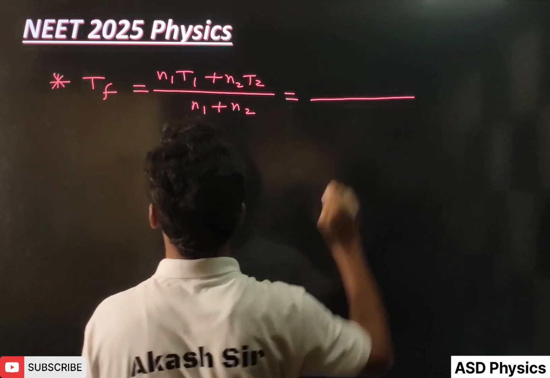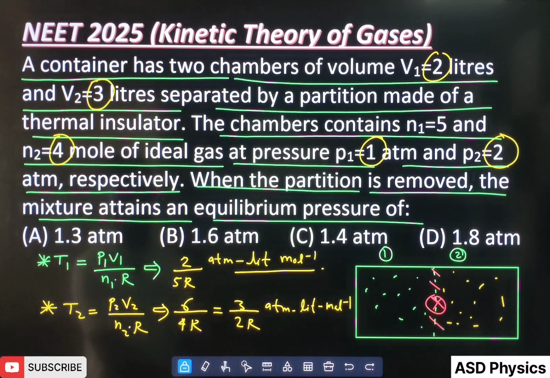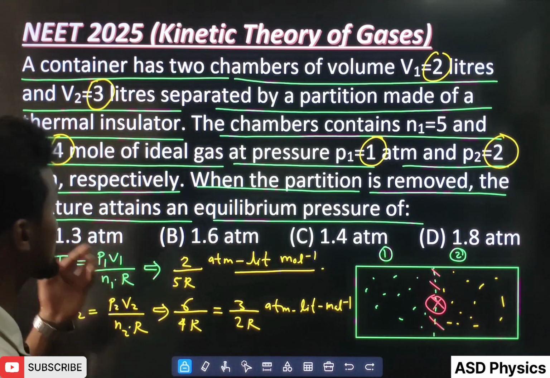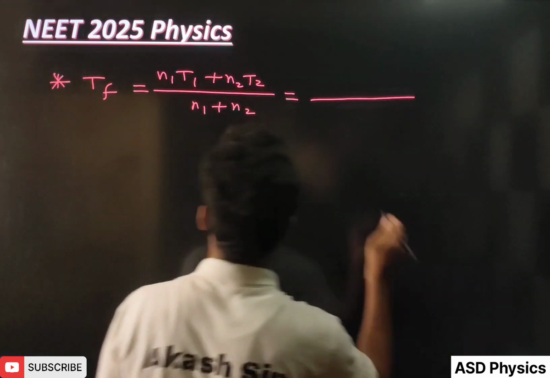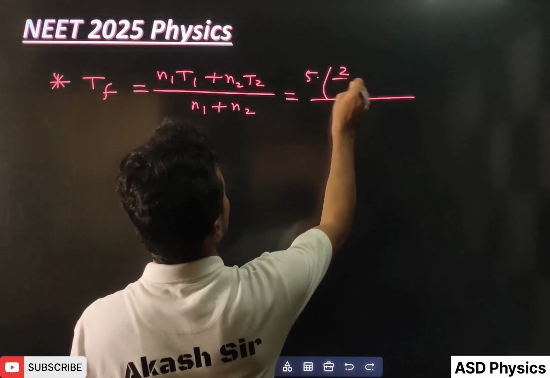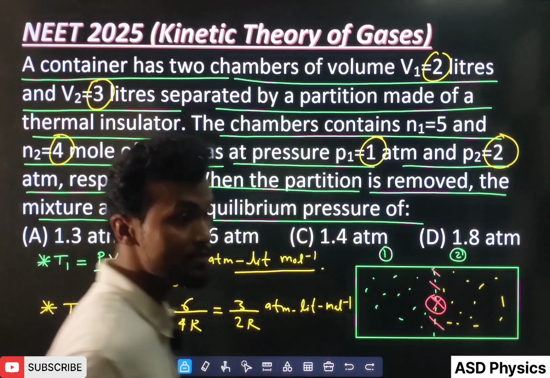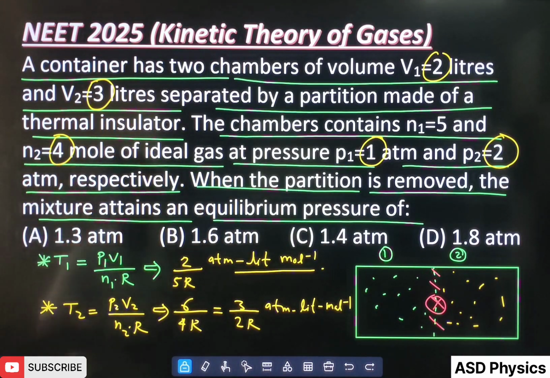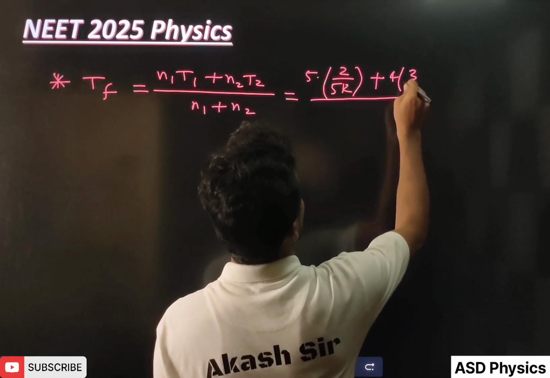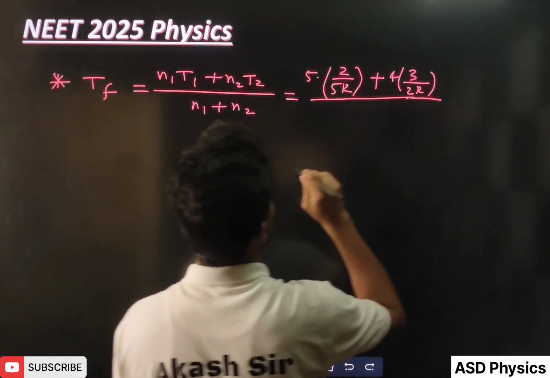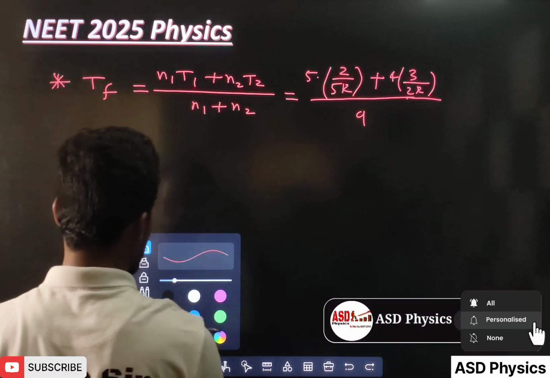So now, students, N1 T1: N1 is given here 5, so 5 into 2 by 5R. Plus N2 T2: N2 is how much? Kindly see very well. N2 is 4, so 4 into 3 by 2R. N1 plus N2, that means 5 plus 4. How much is coming here? 9. Okay students, so now let's simplify this.